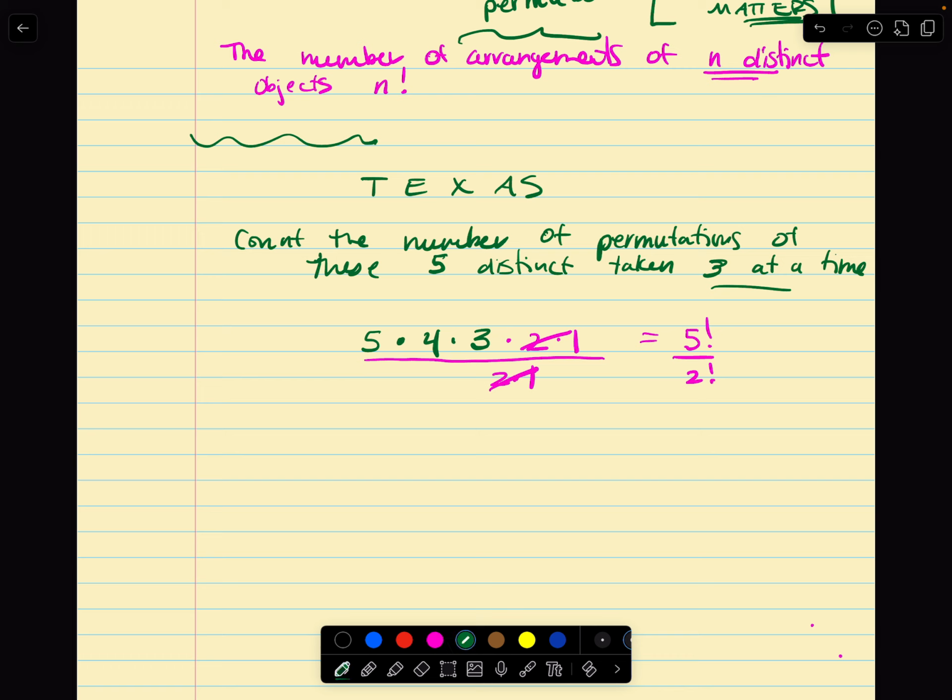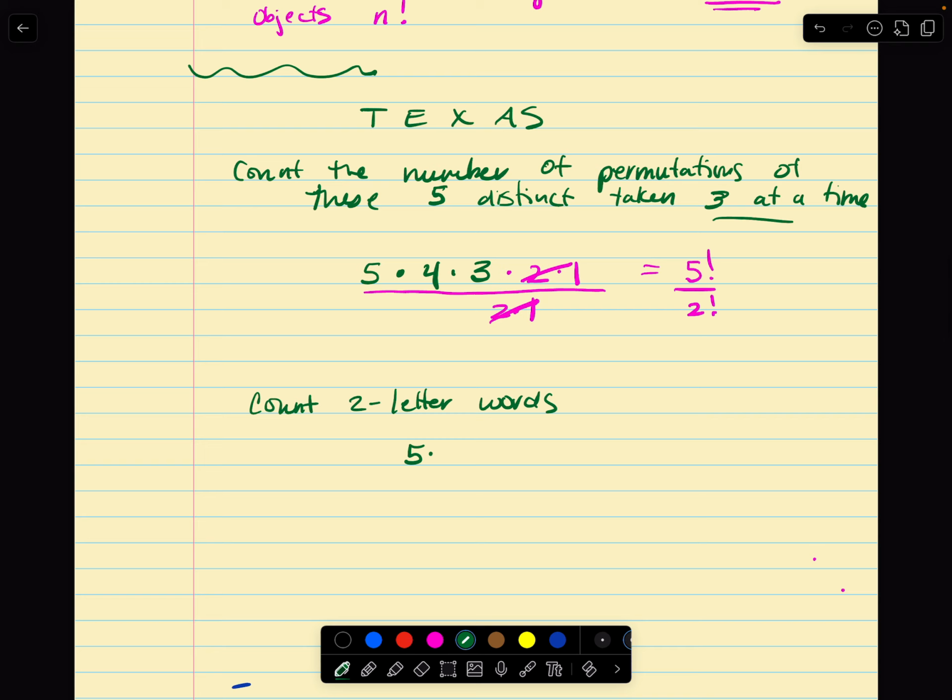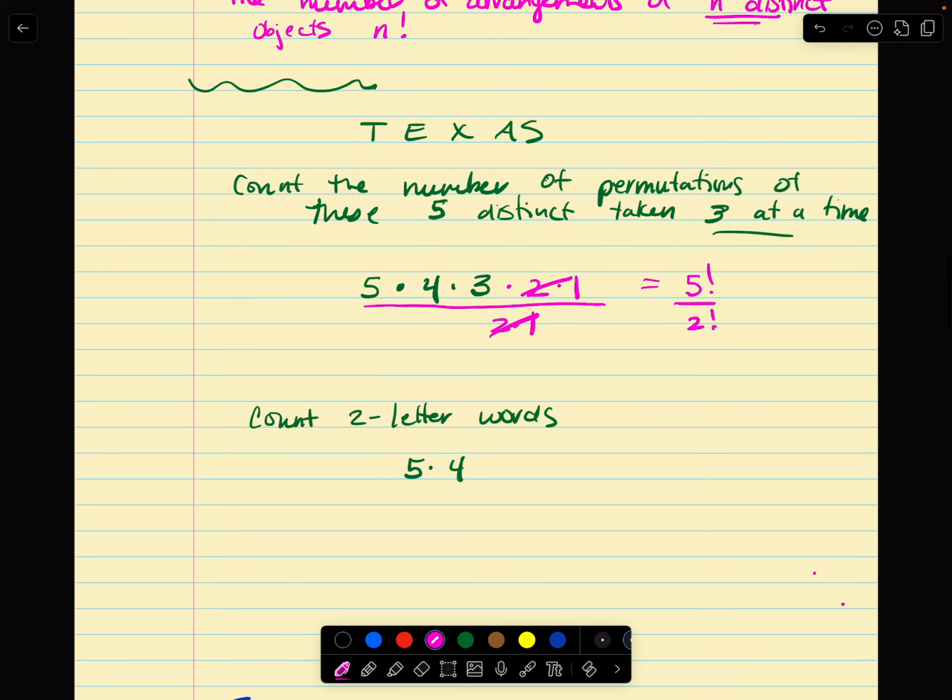What if I wanted to count, let's say, 2-letter words from these 5 distinct letters? Okay, so instead we'd have 5 choices, then 4. We have to stop at step 2. And again, that's not quite 5 factorial. If I put in a 3 times 2 times 1, and then divide out by a 3 times 2 times 1, what is that? That's 5 factorial on top and 3 factorial on bottom.